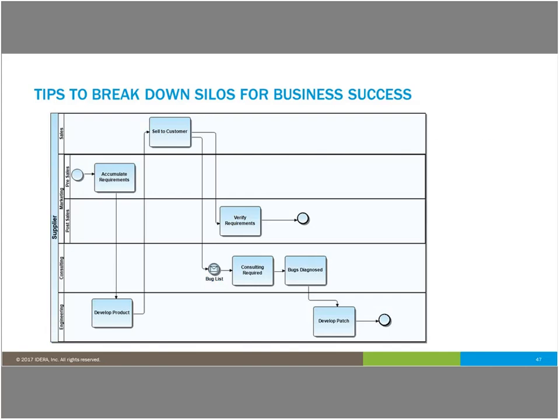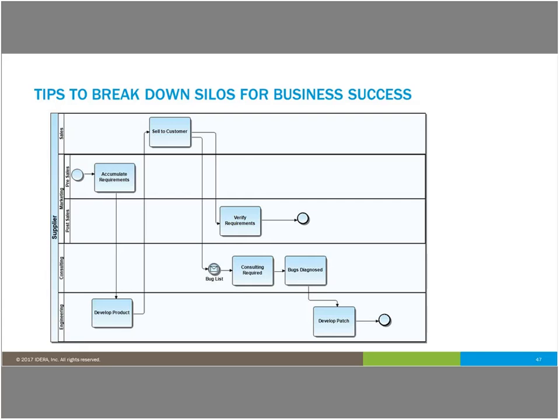So here's a business process: the pre-sales goes in, they figure out the requirements, engineering develops the product, they sell it to the customer, the post-sales verifies the requirements, a consulting group says, okay, I've got consulting required, I've got bugs that I diagnose, and then I send it off to my engineering team to develop the patch. And so this is a pool version that shows these different silos all have to work together to be able to get the job done.